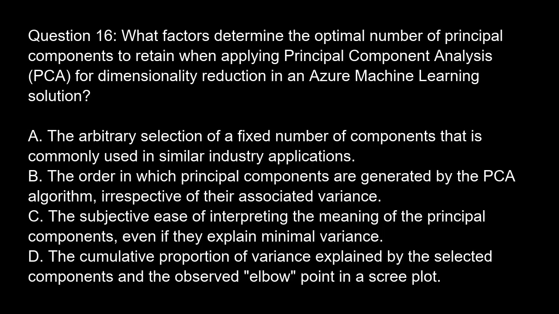Question 16. What factors determine the optimal number of principal components to retain when applying principal component analysis, PCA, for dimensionality reduction in an Azure machine learning solution? Option A. The arbitrary selection of a fixed number of components that is commonly used in similar industry applications. Option B. The order in which principal components are generated by the PCA algorithm, irrespective of their associated variance. Option C. The subjective ease of interpreting the meaning of the principal components, even if they explain minimal variance. Option D. The cumulative proportion of variance explained by the selected components and the observed elbow point in a scree plot.